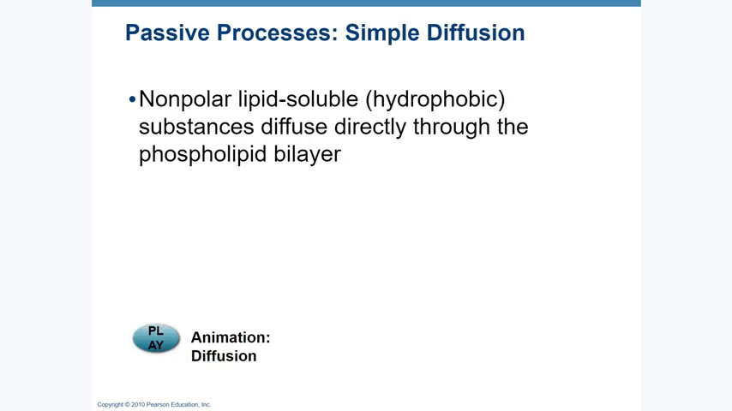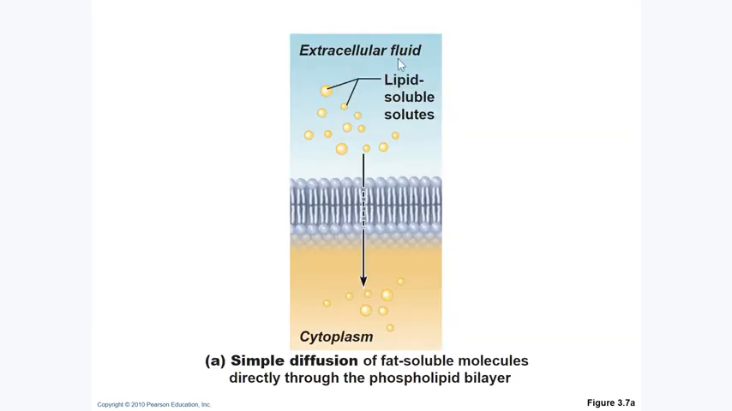So simple diffusion is just going straight through that phospholipid bilayer. These things are non-polar, lipid soluble substances that go straight through the phospholipid bilayer. They need no help. They can just walk through. They don't need anyone to hold their hand. They are just strictly walking through that membrane. Right? Lipid soluble substances on the outside can just go straight through. No problem there.